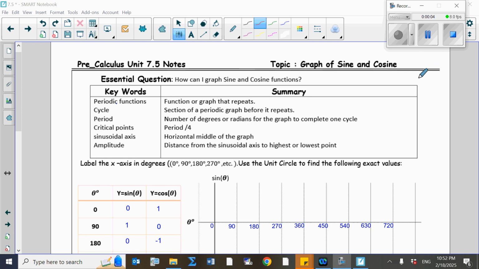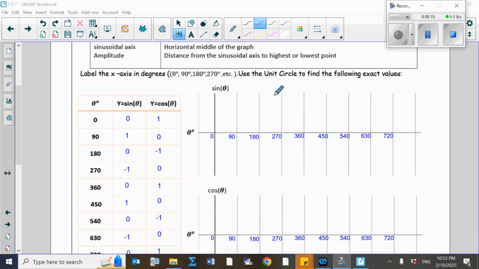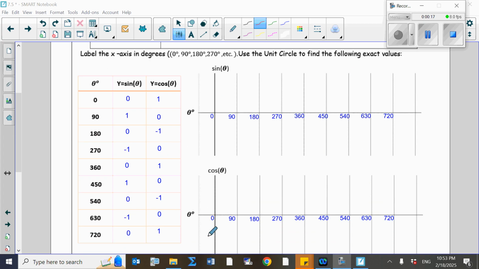Hi everyone. Today we're going to learn about the graph of the parent sine and cosine functions, and also we'll learn about transformations of those two functions. So we're going to start with graphing sine and cosine, but we need some points. How do I make the points?